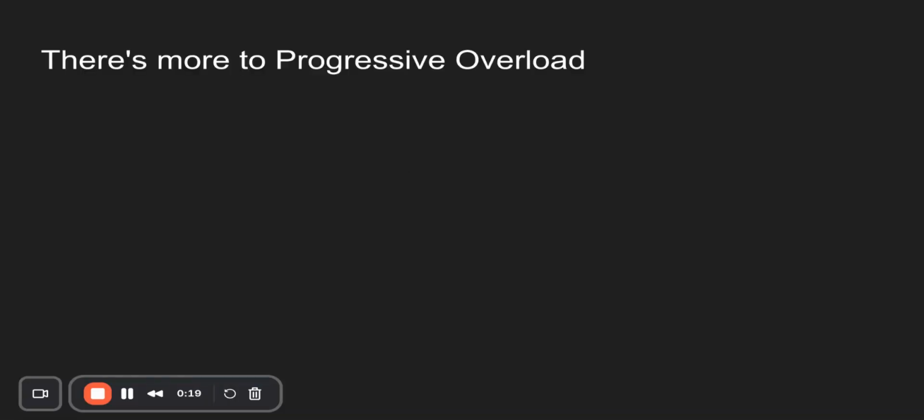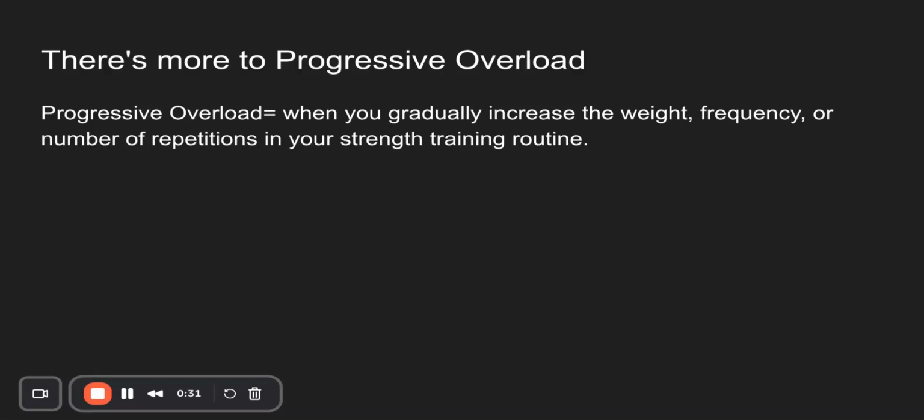There's more to progression than just progressive overload. There's always progressive overload in the weight room, at least there should be in some form. But what are the types of progressions that we want to see in an athlete? Progressive overload is a gradual increase in weight, frequency, or number of repetitions in the strength training routine. So we've all heard this. I'm not going to go over this as much, but we have to understand that it's progressive overload.